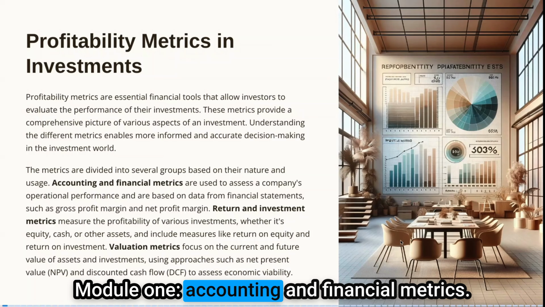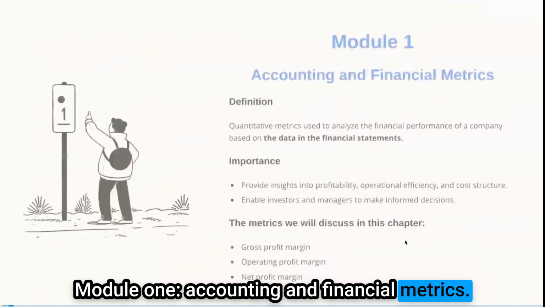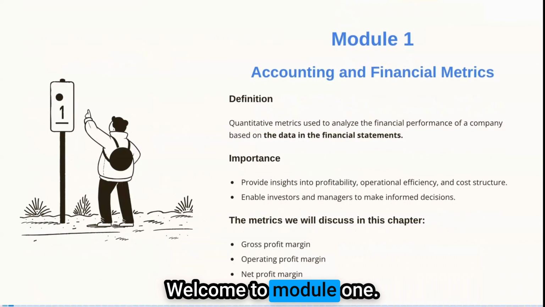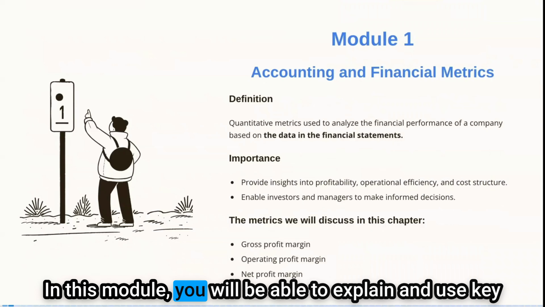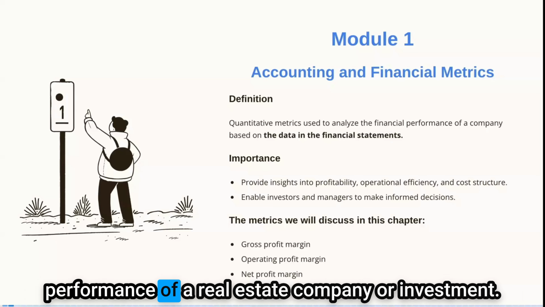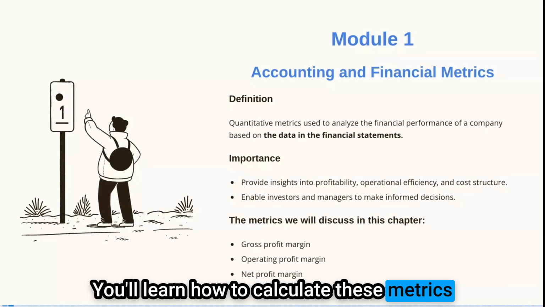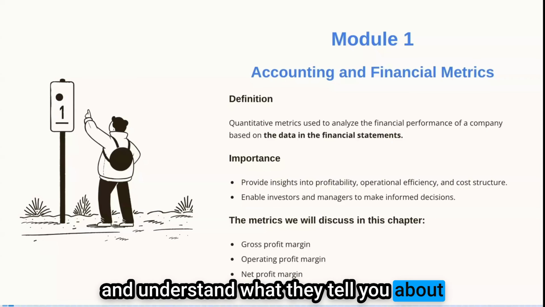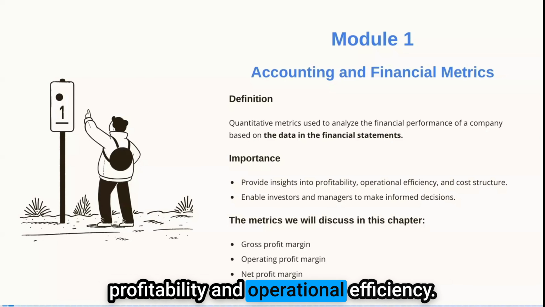Module 1, Accounting and Financial Metrics. Welcome to Module 1. In this module, you will be able to explain and use key accounting and financial metrics to analyze the financial performance of a real estate company or investment. You'll learn how to calculate these metrics and understand what they tell you about profitability and operational efficiency.